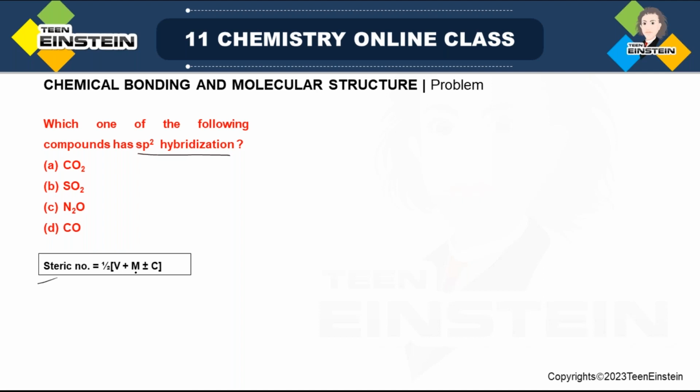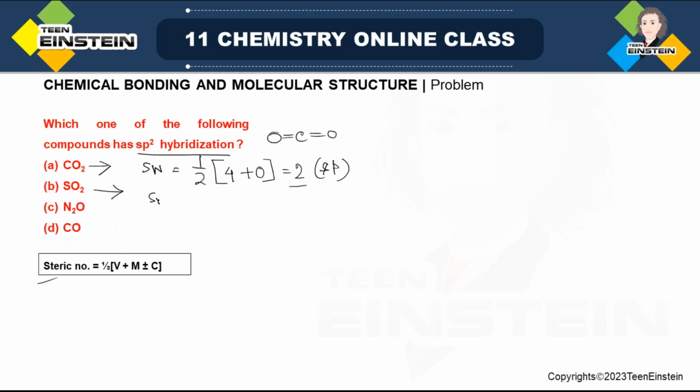So this formula we have used several times. Now if you use it for CO2, the steric number will be half. Carbon is the central atom, that means 4. Monovalent atom 0, there is no charge, so it is 2. That means it is sp. So CO2, you know, it is linear like this. 2 positions. 2 steric number means 2 positions. And sp is the hybridization.